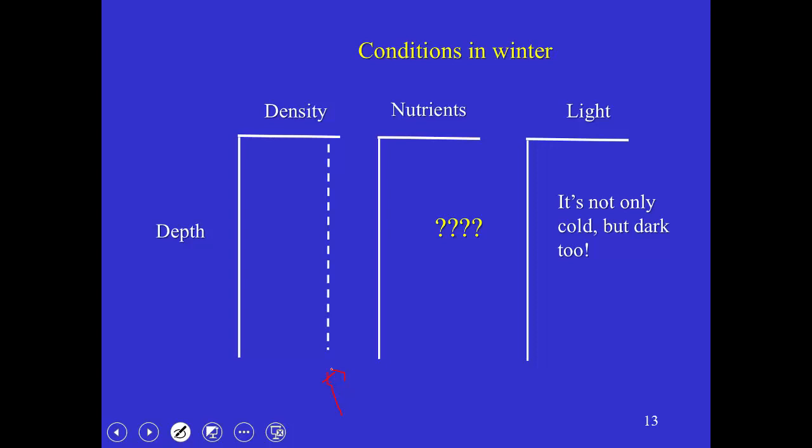Nutrients. What about nutrients? What would those look like? And part of the answer is given right here by the density profile. That is pretty straight up and down. And so nutrients are also pretty much straight up and down and high because you're getting very deep water that's being mixed up because of the wind with high nutrient concentrations.